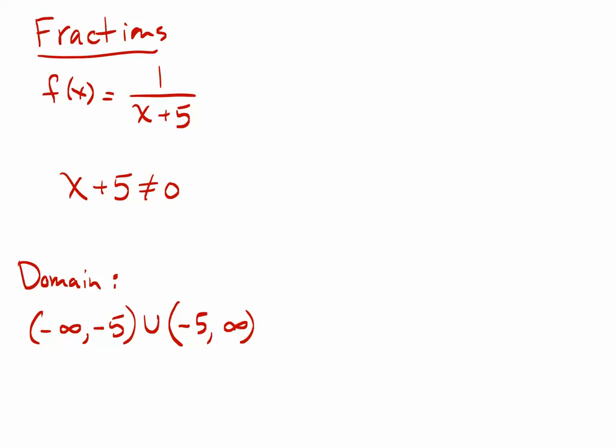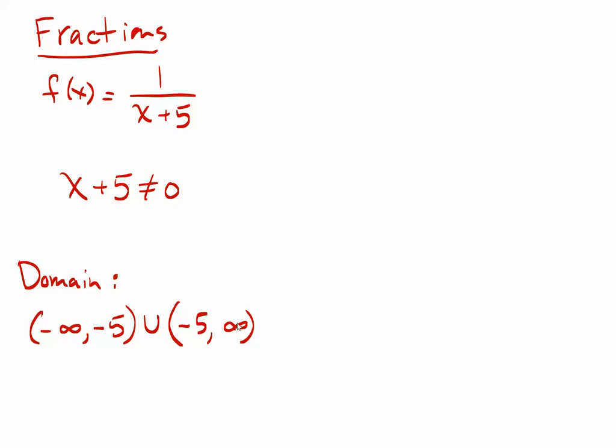It's from negative infinity to negative 5. And what we do is we put a little parenthesis, which means I don't want the negative 5 here. Okay, union, and again, anything above negative 5 works as well. All right, fractions are a problem. Any other problems with domain?